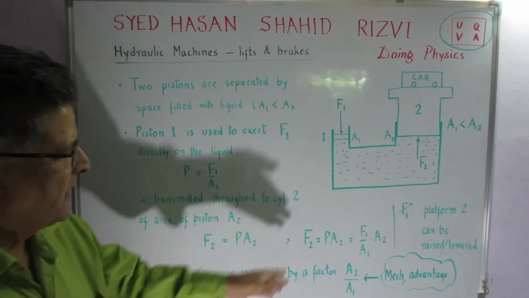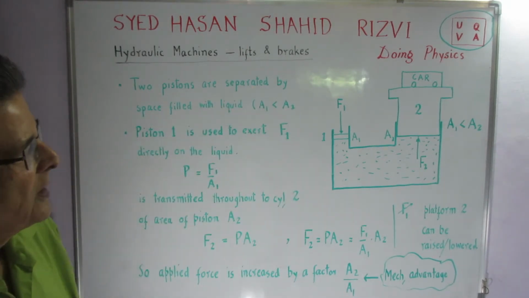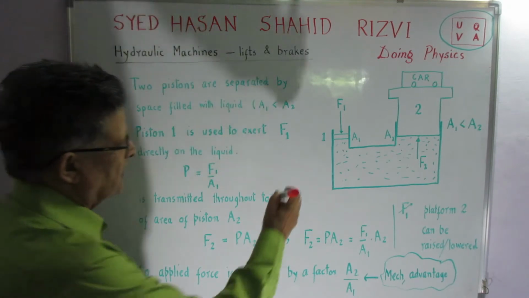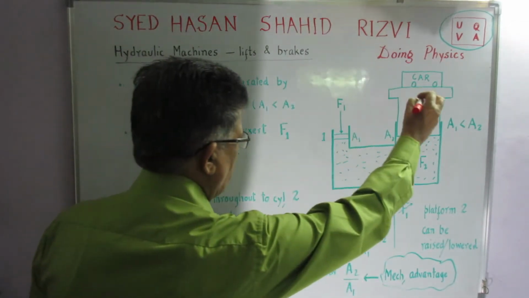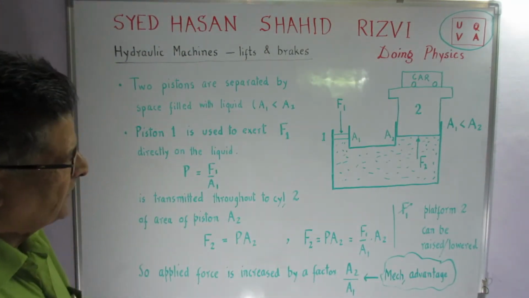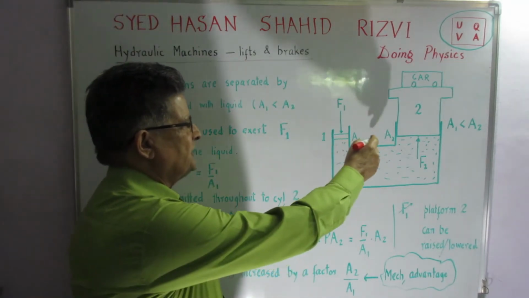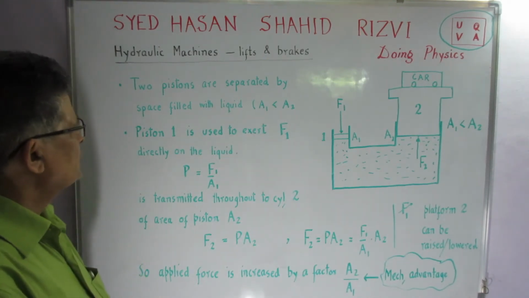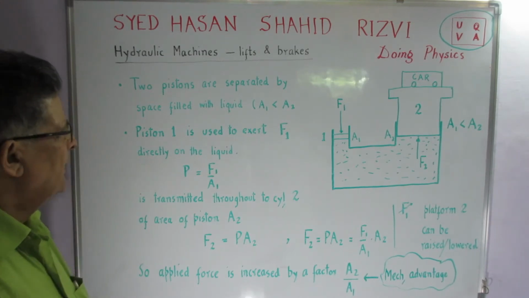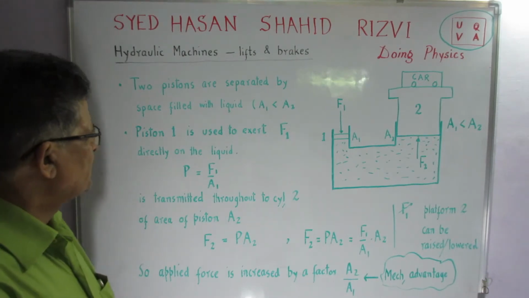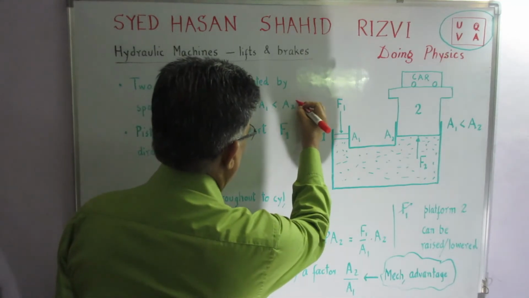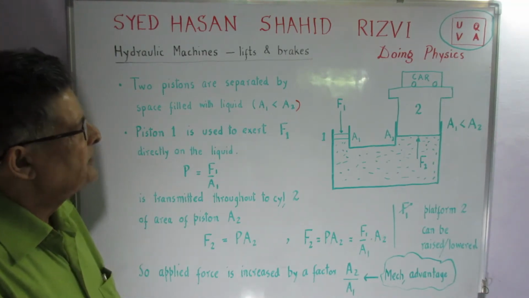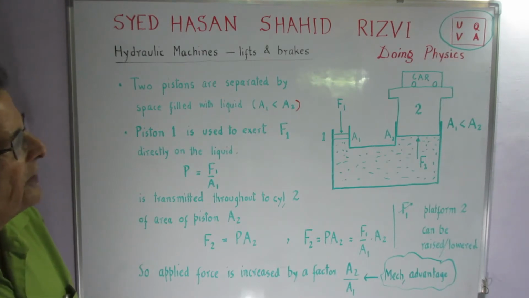We are talking about a hydraulic lift, which is normally used in service stations, where we have two pistons, piston number 1 and piston number 2, with a raised platform. The area of cross section of the first piston is A1, the second is A2, and of course A1 is less than A2. The two pistons are separated by a space filled with a liquid, and I reiterate that the area of cross section of the first piston is less than that of the second piston.